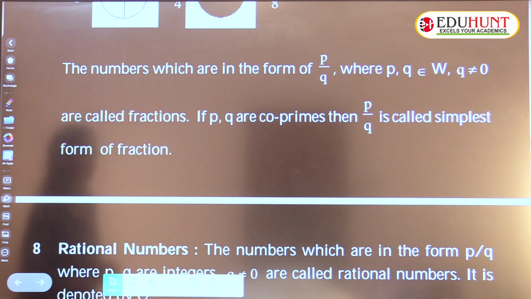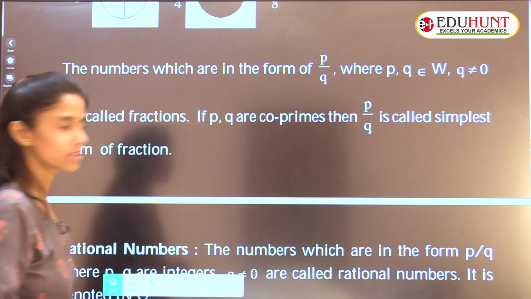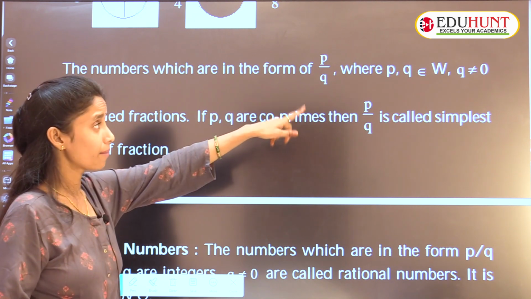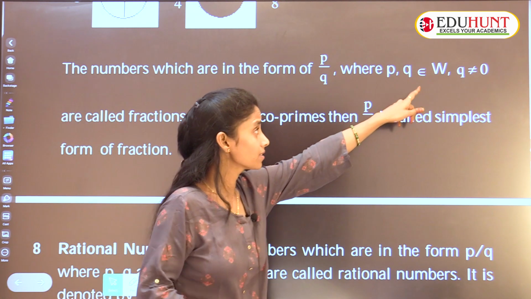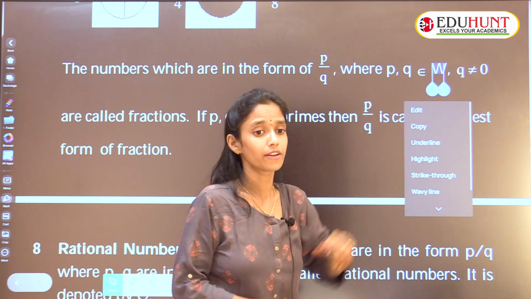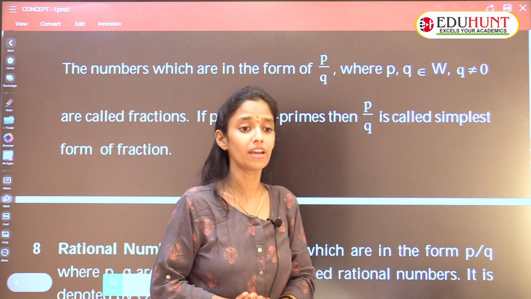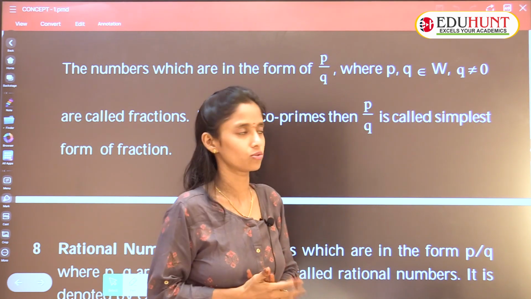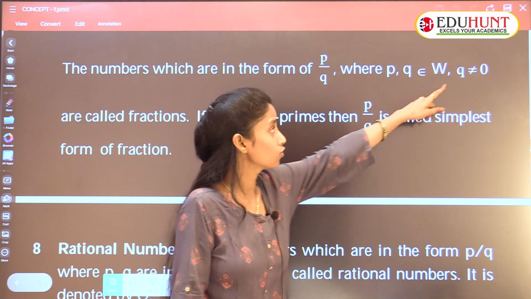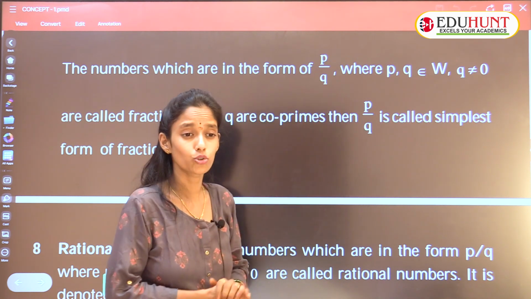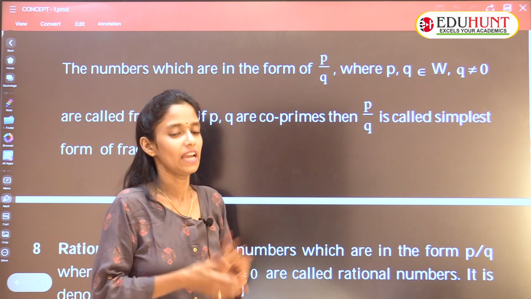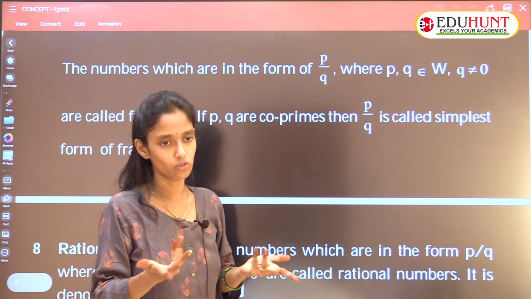So see, the numbers which are in the form of P by Q, where P comma Q belongs to whole numbers. I told you fractions always accept whole numbers only, not other number systems. So Q not equal to 0. The denominator should not be equal to 0. Why? Because again it is undefined, meaning there is no solution.